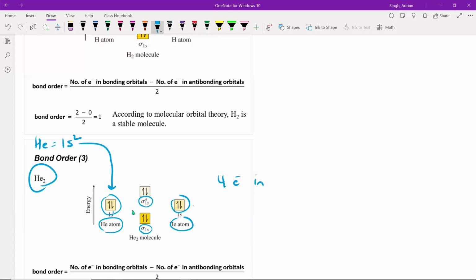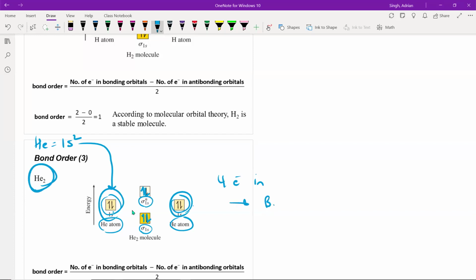I'm going to put them into each of the molecular orbitals in order of increasing energy. So the first one goes in, I pair up with the second, and I go to the next energy level, put the third, and then the fourth. So I've accounted for all of those 4 electrons that are in the He2 molecule.